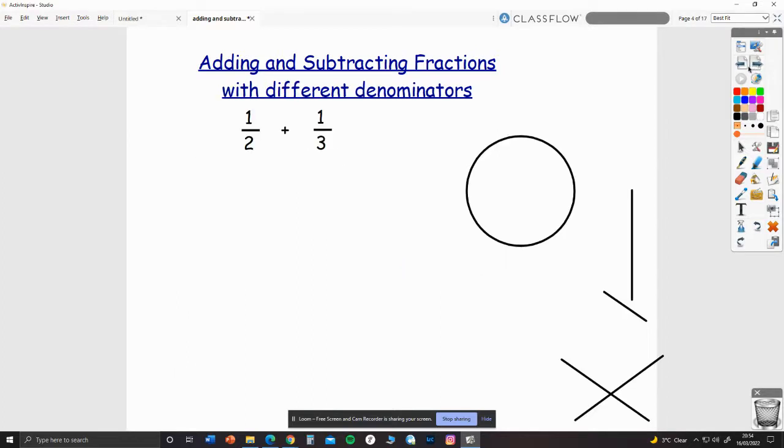We have a little bit more work to do if we have fractions that have got different numbers on the bottom. So 1/2 plus 1/3. We can still add them, but we just need a different way of thinking about them before we get to that point. And the reason for that is if I show you in a shape, so if I've got 1/2 of this shape, look like that, I'll shade it in. Oops, didn't shade very well.